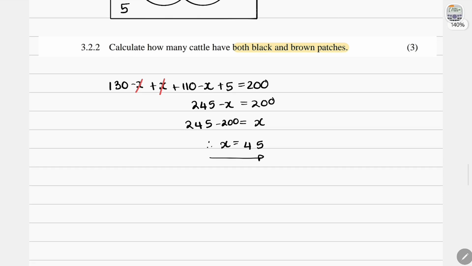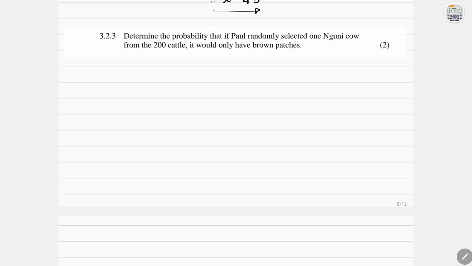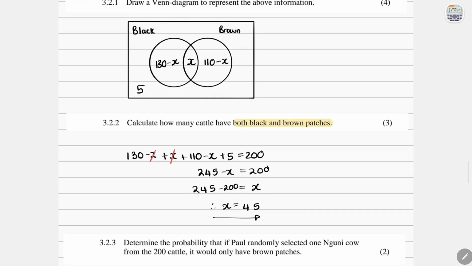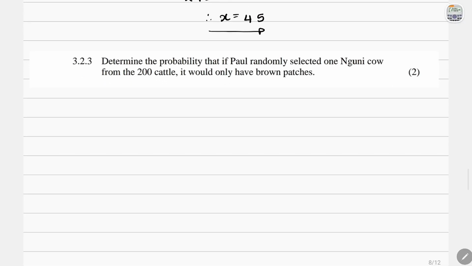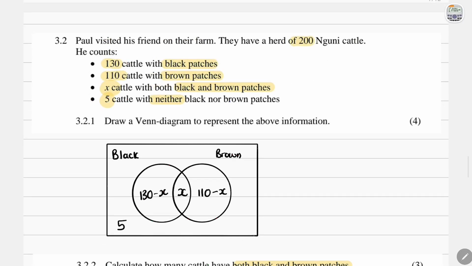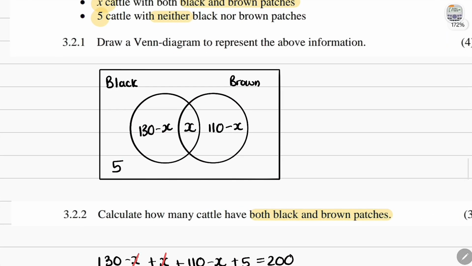Okay, moving on to the next question. Question 3.2.3, I think that's the last question for this Venn diagram. We have to determine the probability that if Paul randomly selected one Nguni cow from the 200 cattle, it would only have brown patches. So we're trying to find the probability of Paul selecting cows with only brown patches. When you're looking at your Venn diagram, you want to select cows that have only brown. So this will not include the cows that have brown and black. If you look at that, that is this part over here.